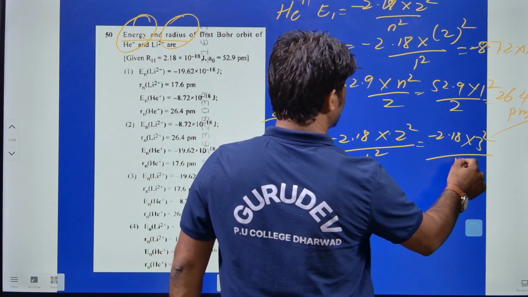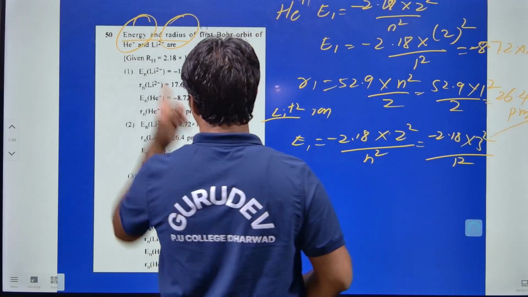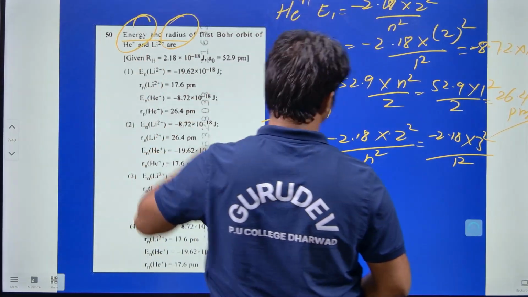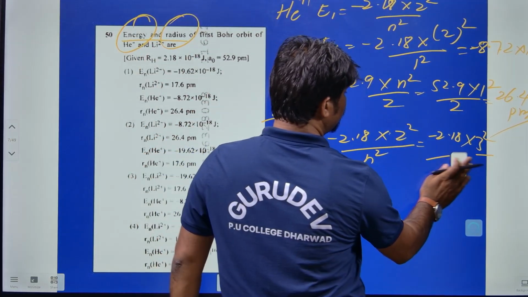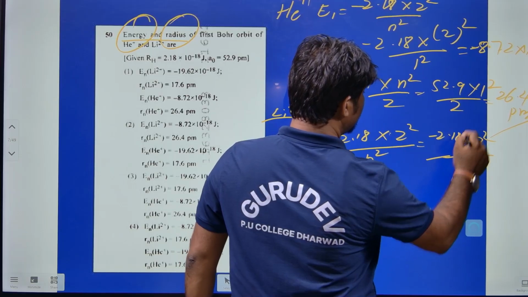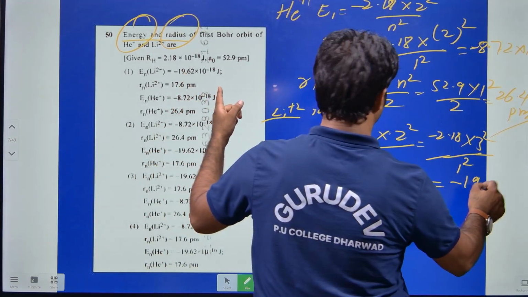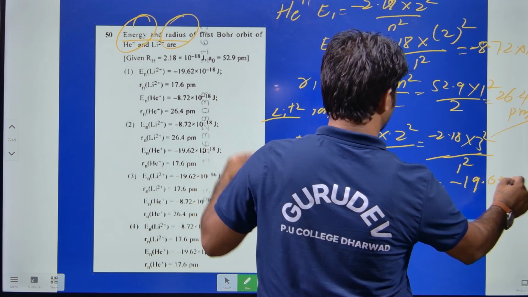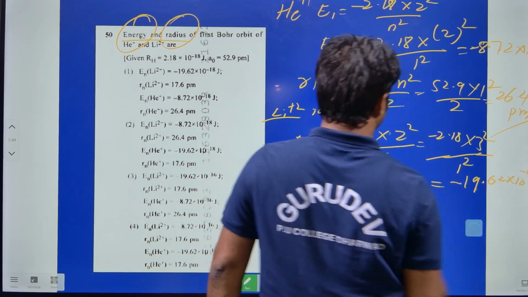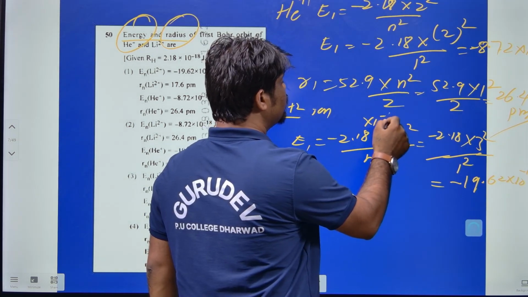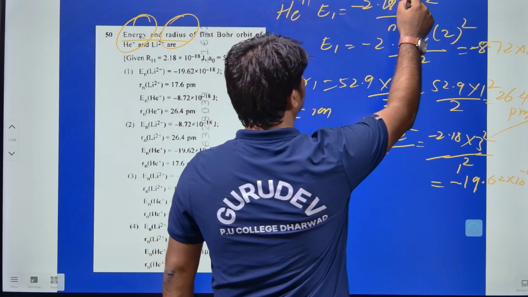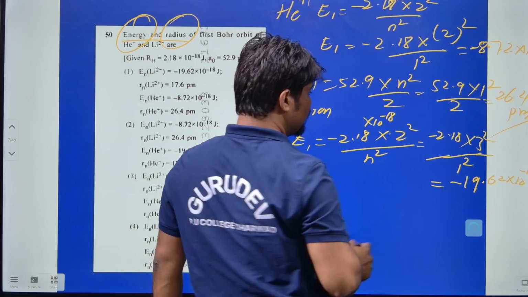3 square divided by what? 1 square, because the number of the electron is here, there is a 1. So on further simplification, I can get that it is minus 19.62 into 10 to the power of minus 18. Dear all, I did not mention here 10 to the power of minus 8, that is understood here.